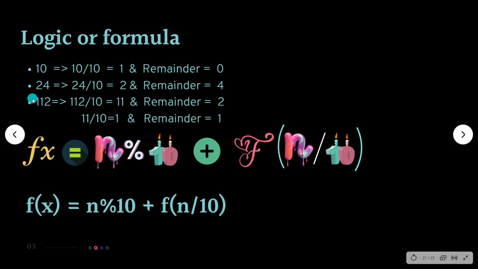Let's take another number. 24 divided by 10 gives 2, and the remainder is 4. So 4 plus 2 is 6.